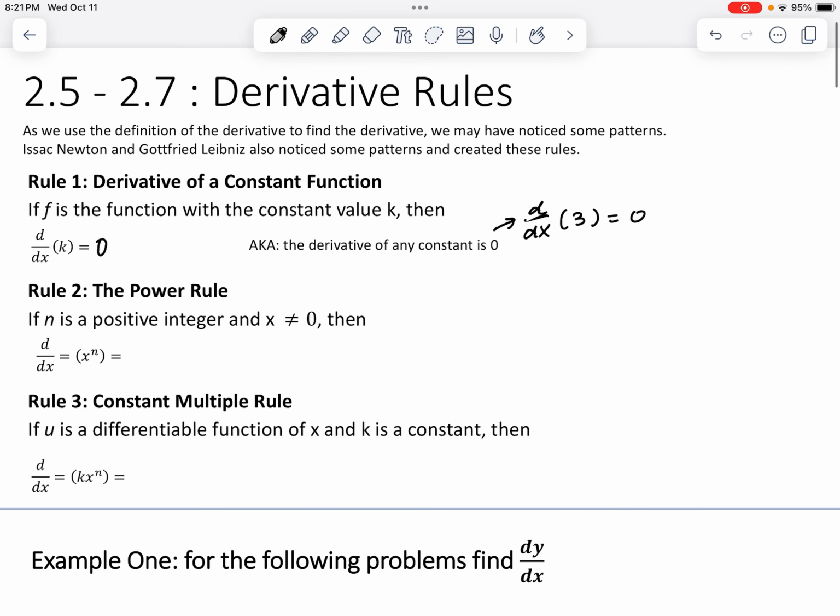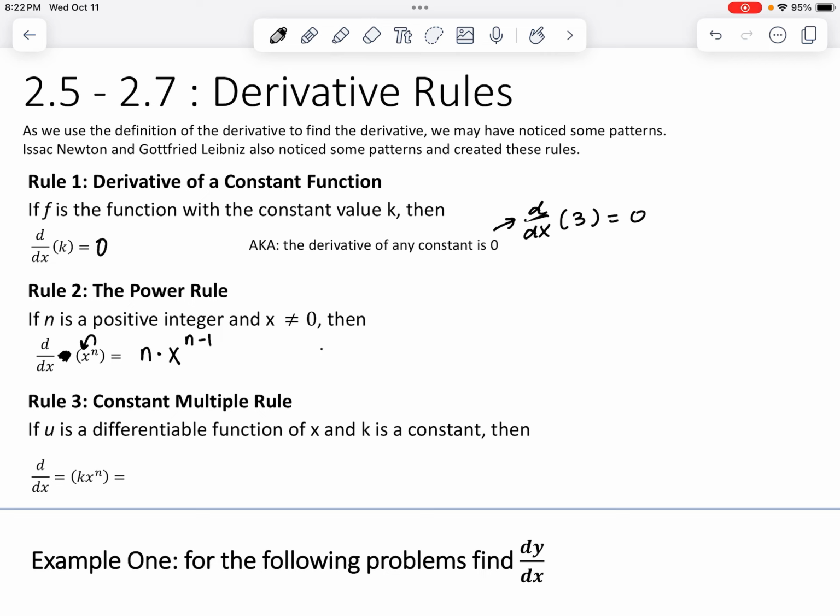The other one is the power rule. This says if n is a positive integer and x does not equal 0, then the derivative of x to the n power is n times x. You basically take the n value and move it in front of x, and then the n value that's left as the exponent, you subtract 1 from it. So the derivative of x^n equals n times x^(n-1).